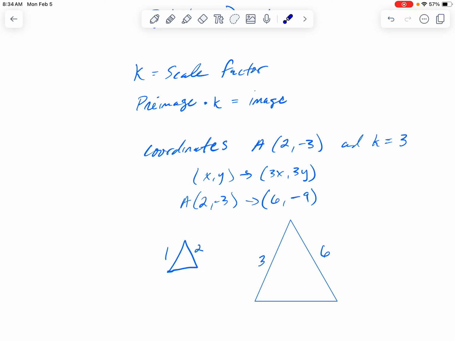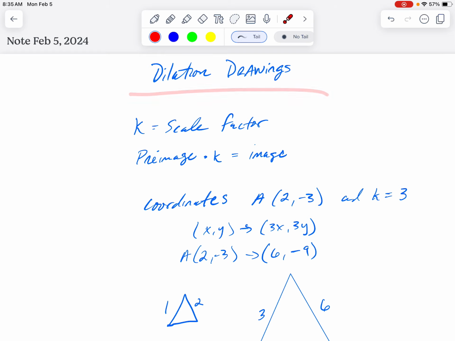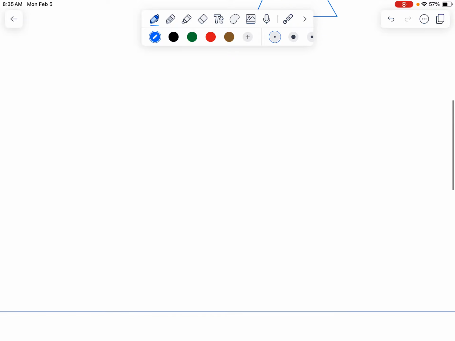So this is always the case. If you can keep this in your mind, that we always take the pre-image times the scale factor to get the image. This idea works with quite a few different things, right? It works with coordinate systems, it works with side lengths, and that's the same idea that we use when we're doing dilation drawings as well. This is just a little bit different, since when we do the dilation drawings, this is without a coordinate system.